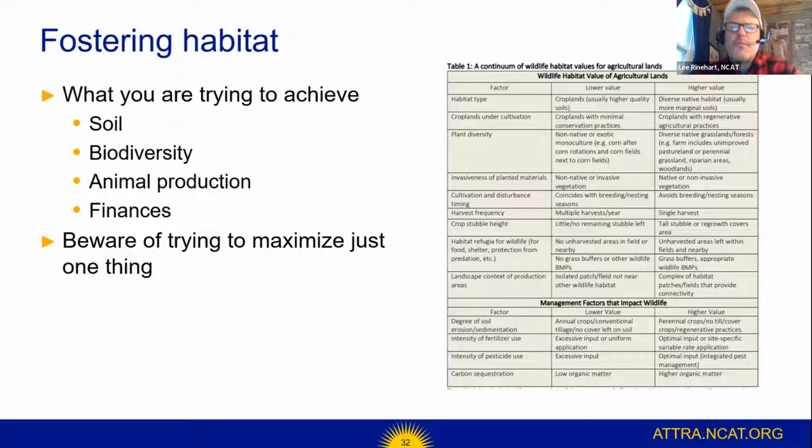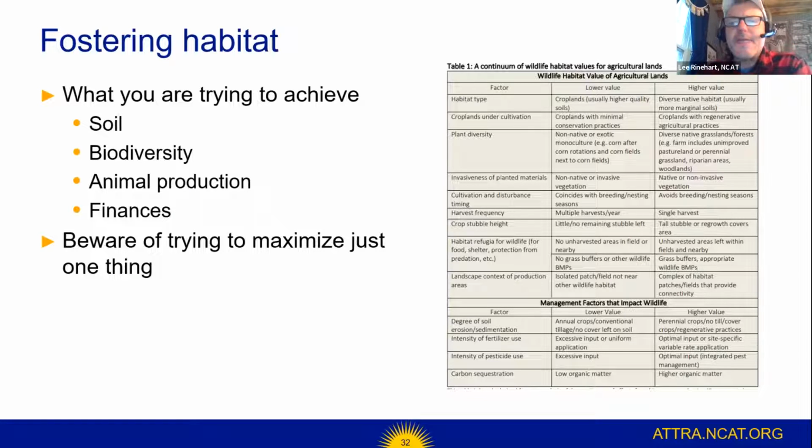So we look at this and we go, okay, well then what am I trying to achieve? How can I get wildlife management as a concern into my whole farm plan? If we want to achieve benefits in soil health, or increases in plant biodiversity and animal production and finances, wildlife can be another one of those goals that we have.